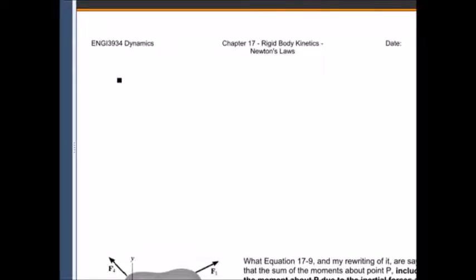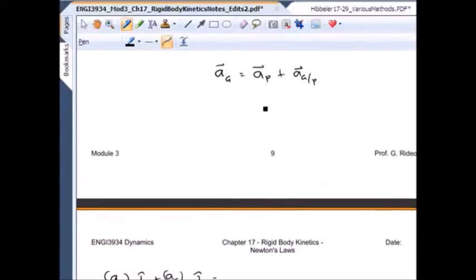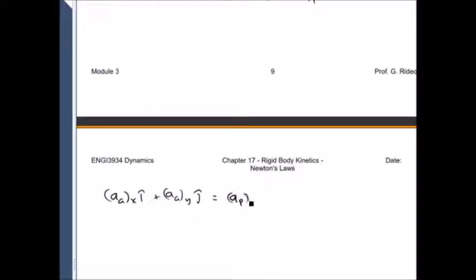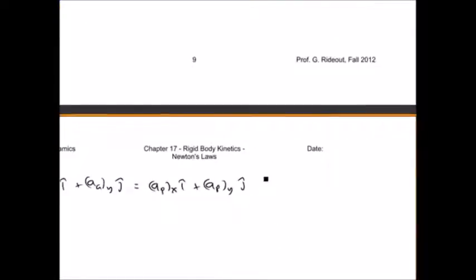Okay, if we come down to the top of page 10, the acceleration of G, that's a_gx in the i direction plus a_gy in the j direction, and that's going to equal the acceleration of P. The acceleration of P is going to be a_px in the i direction plus a_py in the j direction. Now the acceleration of G with respect to P is going to have a tangential component and a normal component.